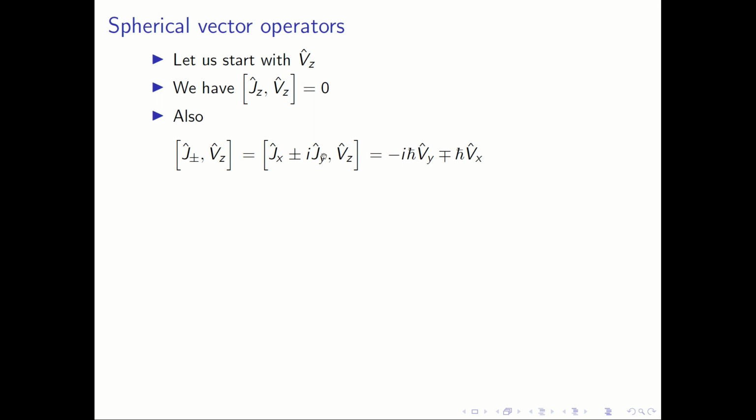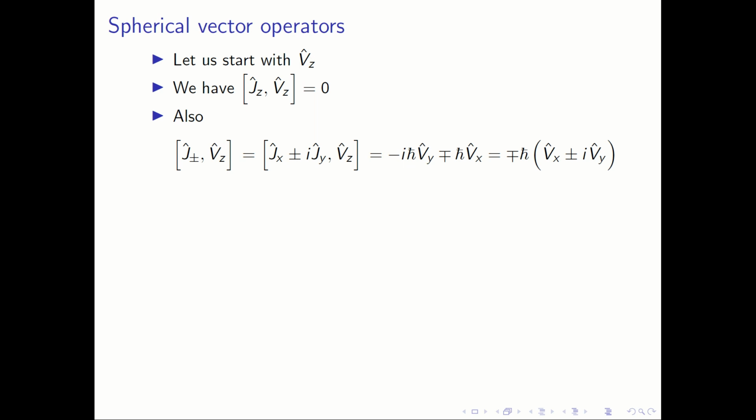On the other hand, Jy with Vz is iħ Vx, and that i together with this i which is sitting here in the definition gives a minus 1, and that converts the plus minus here into a minus plus. So if you take the minus plus common out along with the ħ, what you get is minus plus ħ times Vx plus minus iVy.